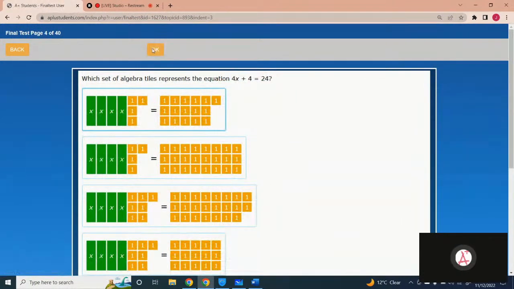Okay, which set of algebra tiles represents the equation 4x plus 4 equals 24? So 4x plus 4 equals 24. Okay, so 4x plus 4. These two options have 4. Let's see which one has 24. 1, 2, 3, 4, 5. No, they are 24. I think 1, 2, 3, 4, 5, 6. Yes, they are 24. So option number B is the correct option. Got it?